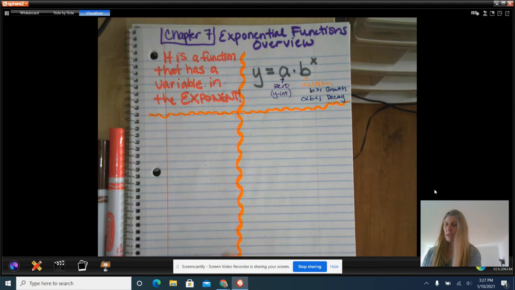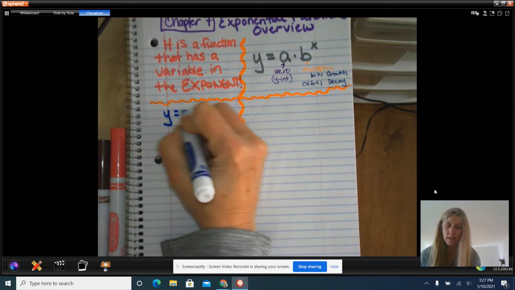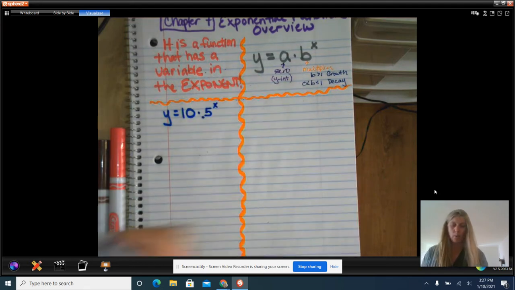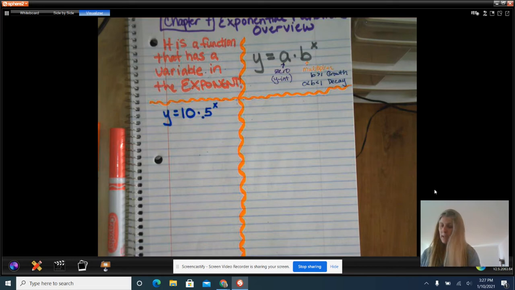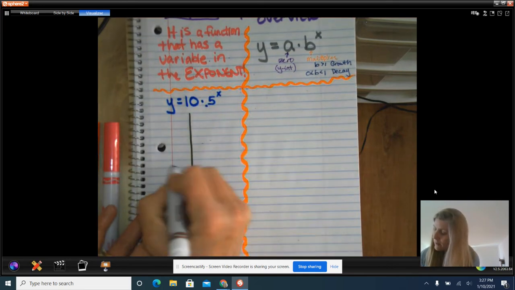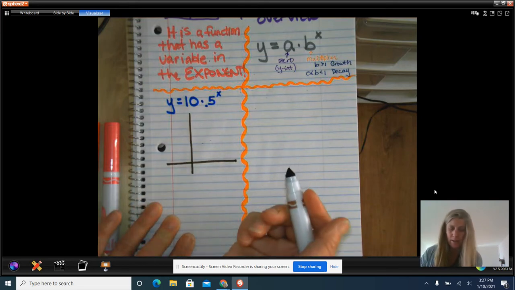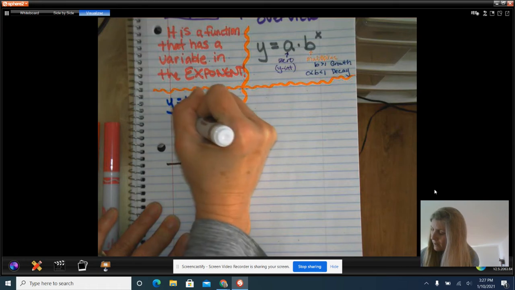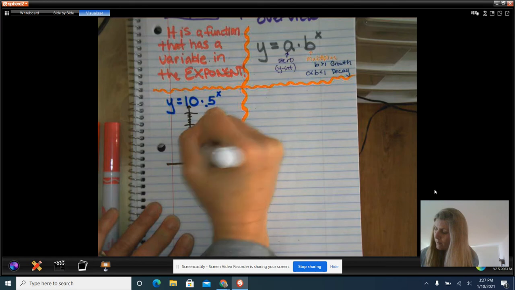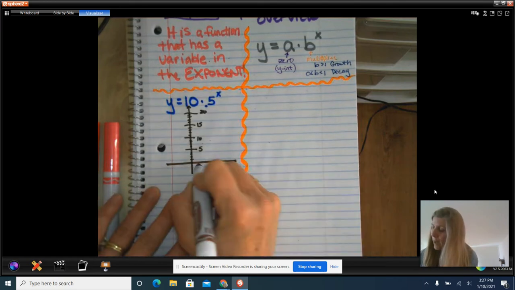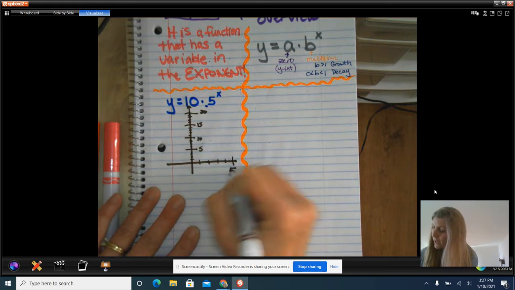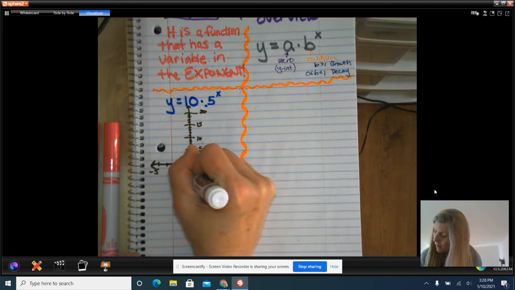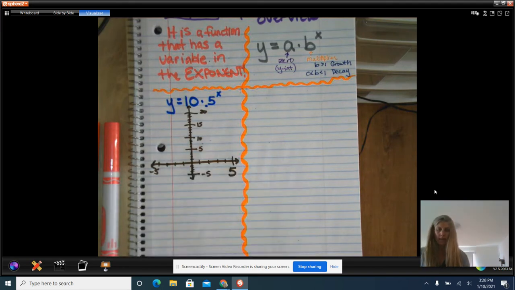So our first equation that we're going to be looking at is y is equal to 10 times 0.5 to the x power. Okay, so we're going to go ahead and make a graph. And we're going to basically go up to about 20: 5, 10, 15, 20. Okay. And then on the other axis, our x-axis, we're just going to count by ones and go 5, -5. Okay, so go ahead and set up your axis like that.